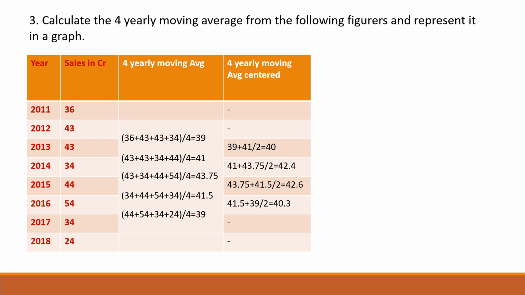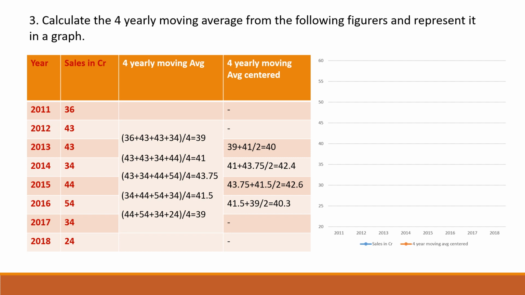So in case of the 4-yearly moving average also, the first 2 years and last 2 years don't have trend values. So this has to be plotted on a graph. First we have to take the scale, that is, x-axis 1 centimeter equals 1 year and y-axis 1 centimeter equals 5 crore rupees. Which means for 1 millimeter it will be 50 lakhs. Next, the values of y have to be plotted on the graph. Next, the trend values, which are the 4-yearly moving average centered. Those values are the trend values, and those have to be taken.